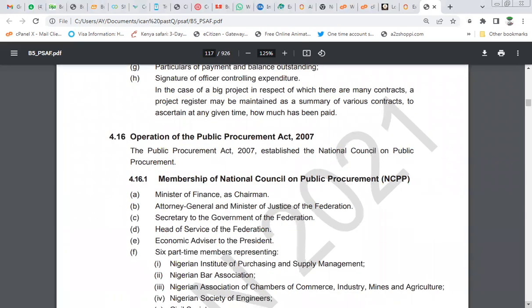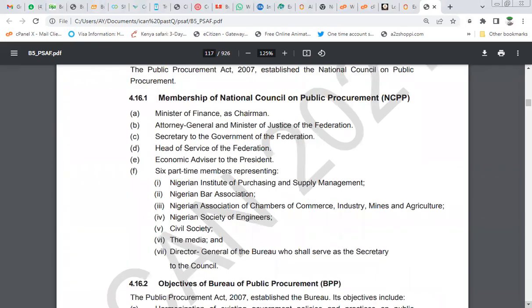So, operation of the Public Procurement Act 2007. So in 2007, a law was enacted, which is called the Public Procurement Act of 2007. And this act brought about the National Council on Public Procurement. This is a council that constitutes the Minister of Finance, who is the chairman. You have the Attorney General and Minister of Justice of the Federation, Secretary to the Government of the Federation, Head of Service of the Federation, Economic Advisor to the President, 6 part-time members representing, you can read them up.